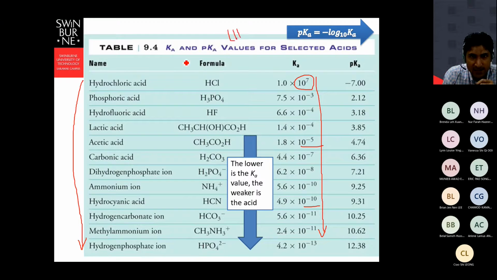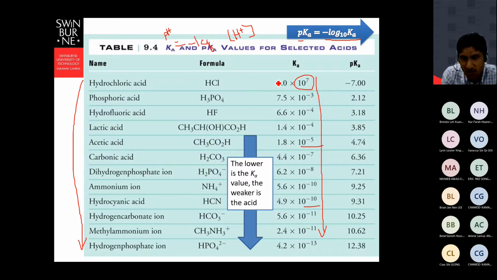There is another relation that we can show, just like pH and hydrogen ion concentration. pH is the negative log of the hydrogen ion concentration. The same thing goes with the pKa value: pKa is equal to the negative log of the Ka value. This is just another way of expressing it, but nothing has changed. Only the expression and the values change.